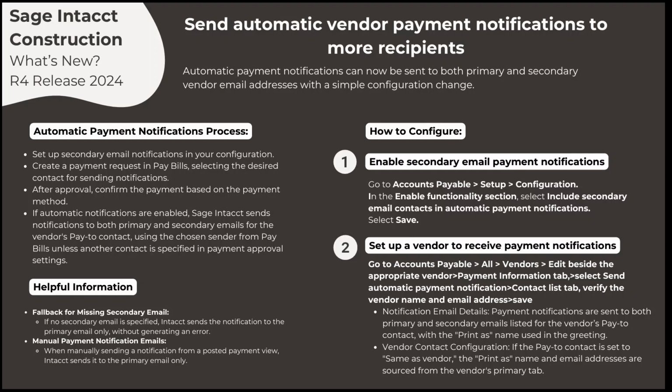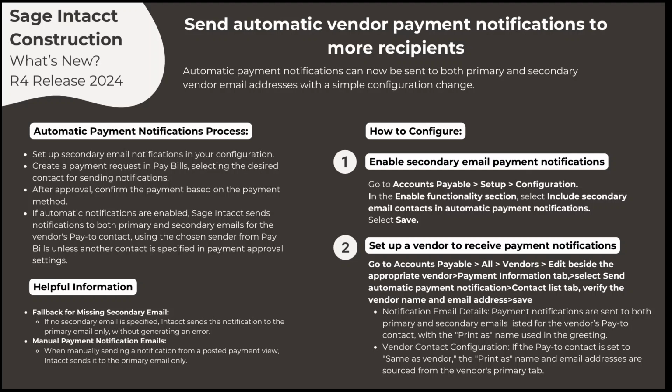So some helpful information on this is that if no secondary email is specified, Intacct sends notification to the primary email only without generating an error. So you do have to be aware of that. Manual payment notification emails, when sending them from a posted payment view, Intacct sends it to the primary email only.